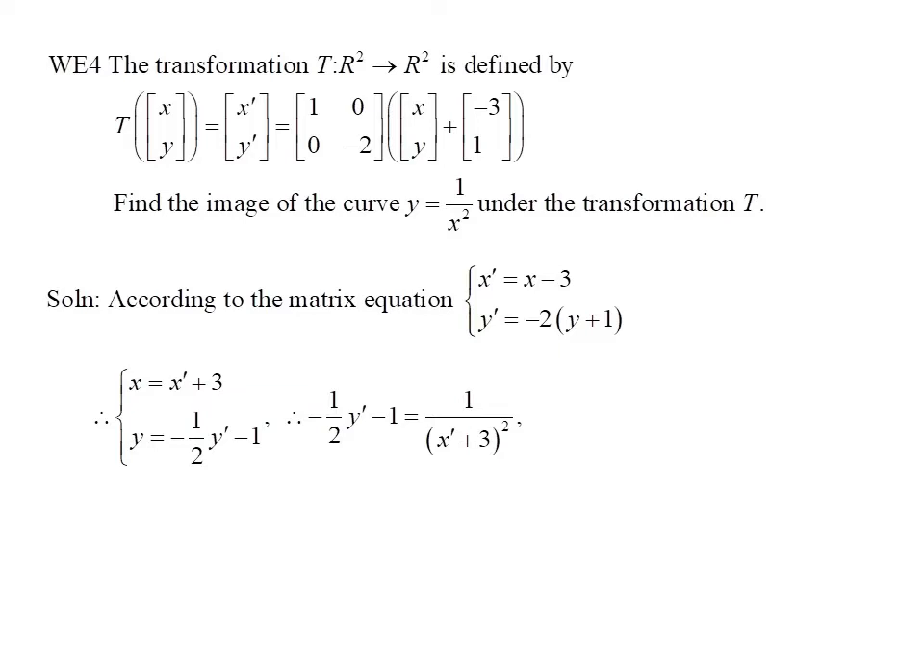Hence, we can express x in terms of x prime and express y in terms of y prime. Therefore, the image of the original function under the transformation is y equals negative 2 over x plus 2, or in parentheses squared, minus 2.